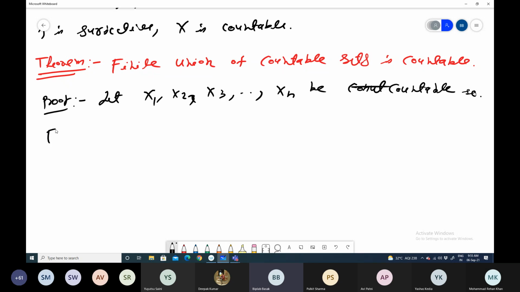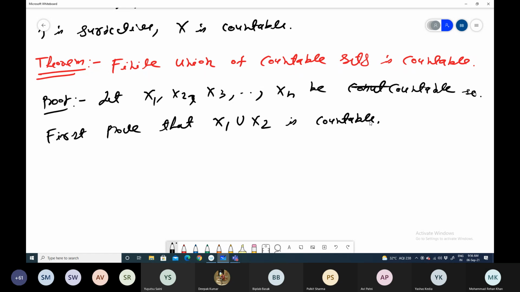Okay. Now we will prove it inductively. That means we first prove that x1 union x2 is countable. Okay. So we will prove that. Now remember that this is case 1. So we have to split the case of empty one because that corollary says for the non-empty cases.